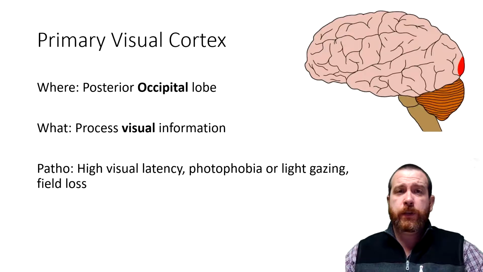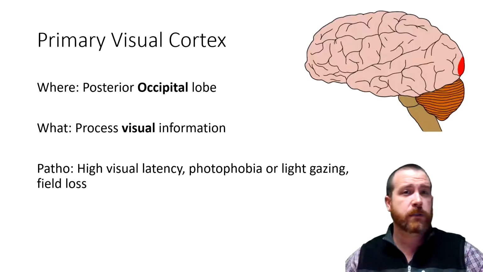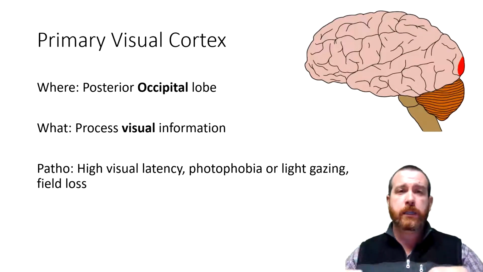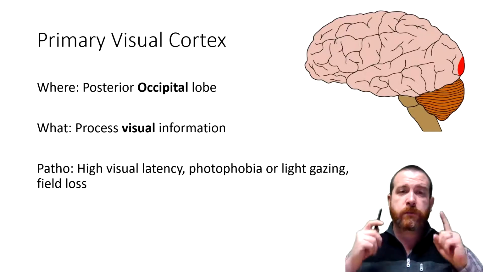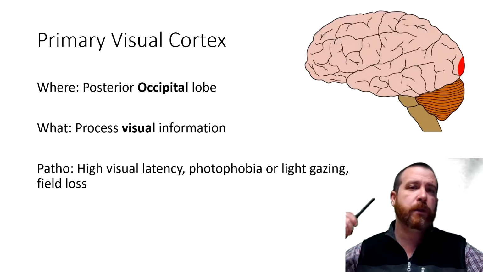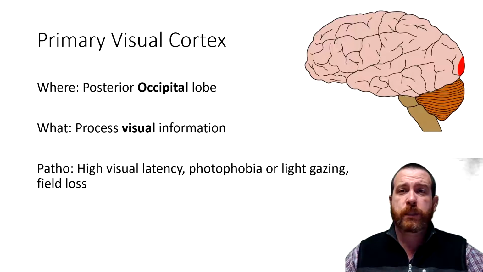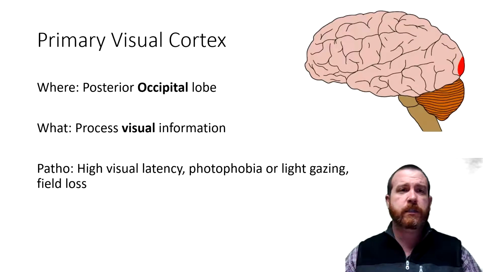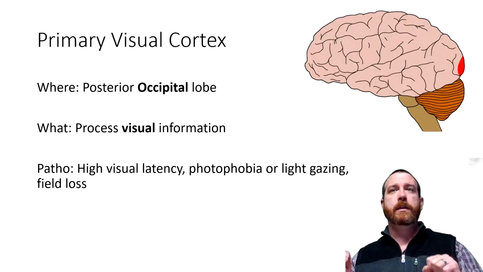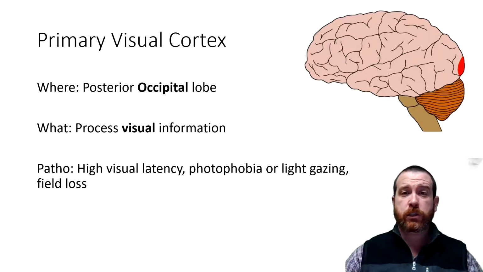When we have the primary visual cortex, that's going to be located at the posterior portion of our skull, right at the end of that occipital lobe. And this is going to be taking in that visual information that's being received by the retina, travels through that optic nerve, and then is being processed and is interpreted by this cortex in the back of our head. If I have problems with the visual cortex, I could be talking about a person that has really high latency, so they see something and then it takes them a long time to process that, and then they can respond as if they just saw it.